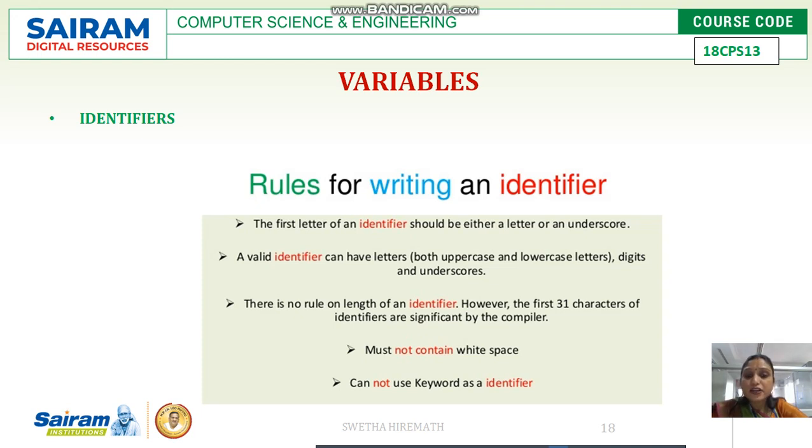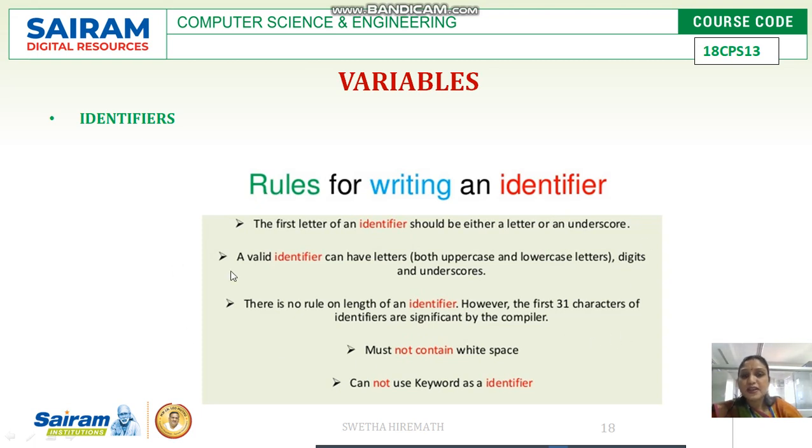This identifier should not contain white spaces. If it contains white spaces, it will be considered as two different variables. And the next rule is, it cannot use a keyword as an identifier. We cannot use keywords as identifiers, because keywords have a predefined meaning. So these are the different rules for identifiers.